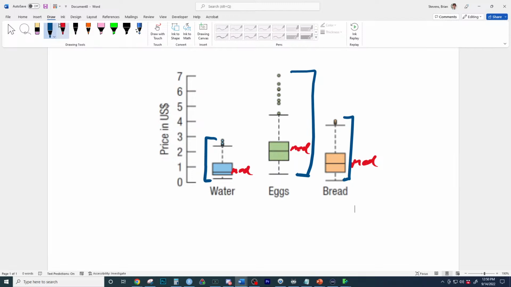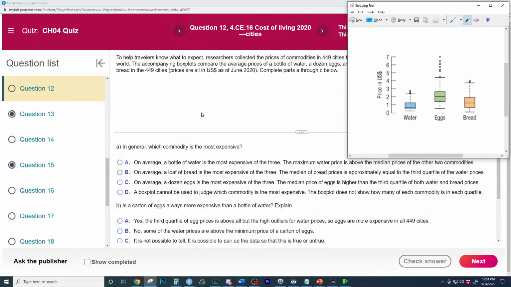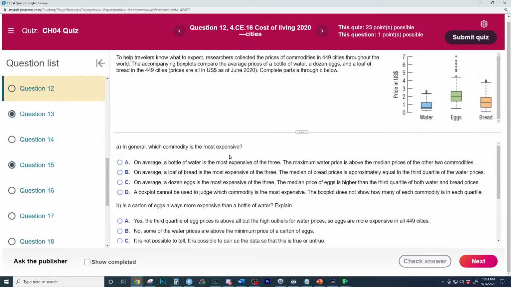There are outliers in all the distributions. So the outliers. There's outliers in all the data. The highest median is eggs. Yeah, I mean, man, eggs is $7 US money in some country. Bottled water is like $3. Oof. Okay. In general, which commodity is the most expensive?